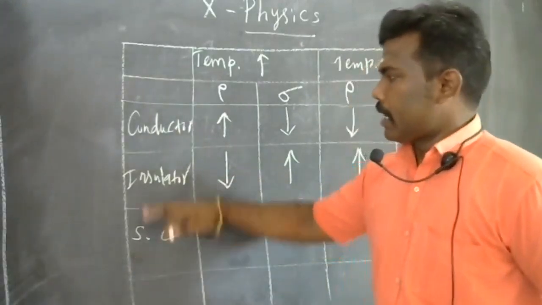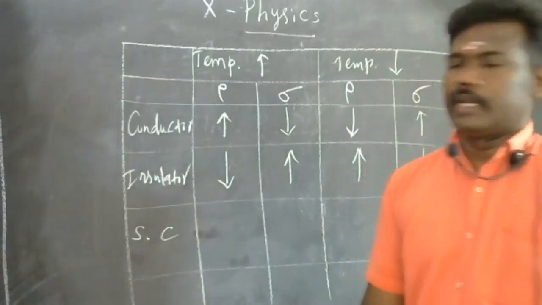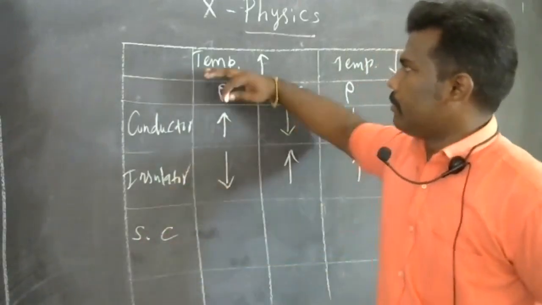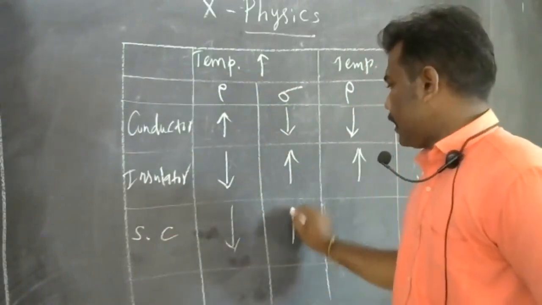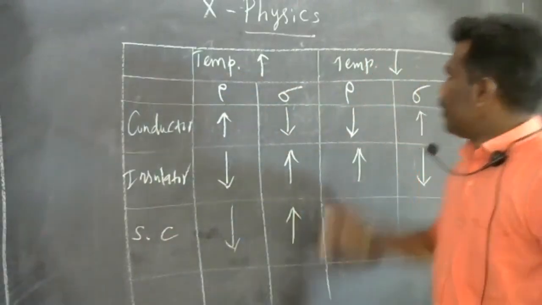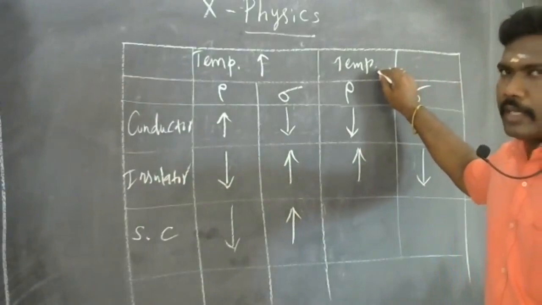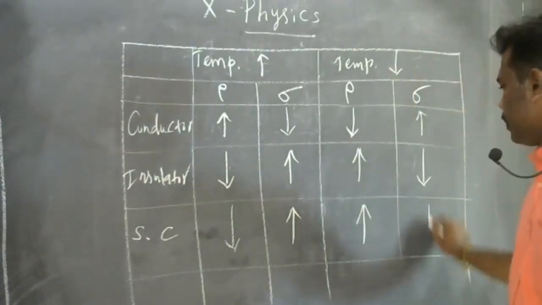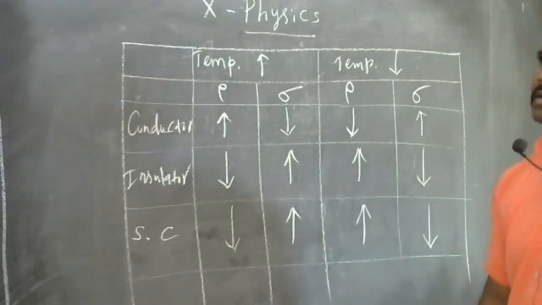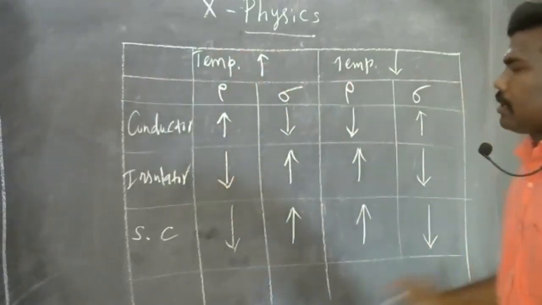For the semiconductor also, it's the same concept as for the insulator. For semiconducting material, temperature increases, resistivity decreases, and conductivity increases. And for the temperature reducing case, temperature reduces, resistivity increases, and conductivity decreases. So you note all these concepts.